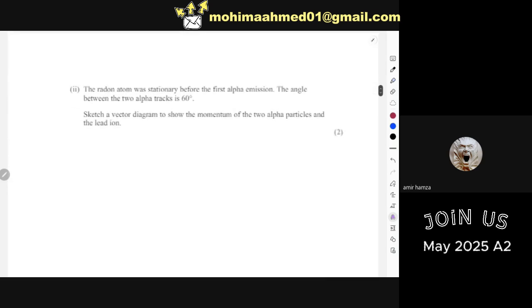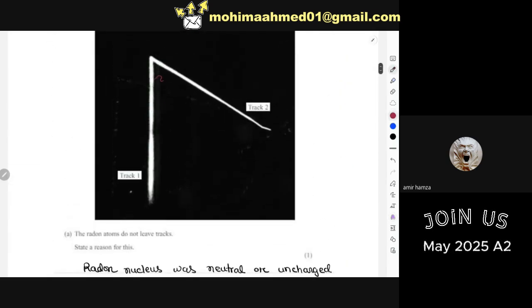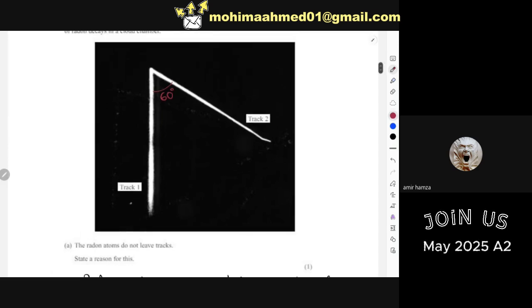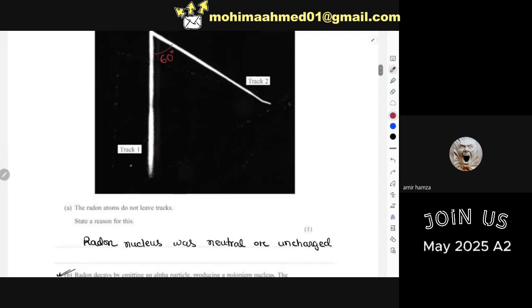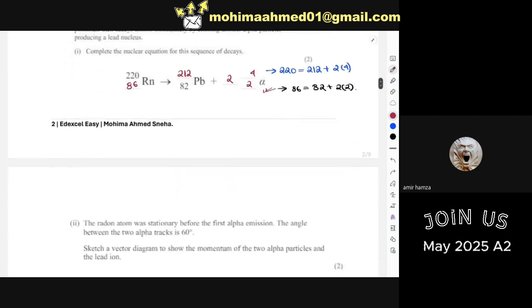Over here it says that the radon atom was stationary before the alpha 1 emission, and the angle between the two alpha tracks is 60 degrees. That was given over here in the track, like this angle is 60 degrees. I can also understand that the track for alpha 1 is entirely vertical. Alpha 2 is quite slanted, but alpha 1 is entirely vertical. I can understand that from this trace diagram, from this photographic film.